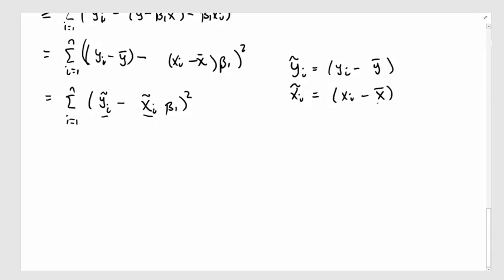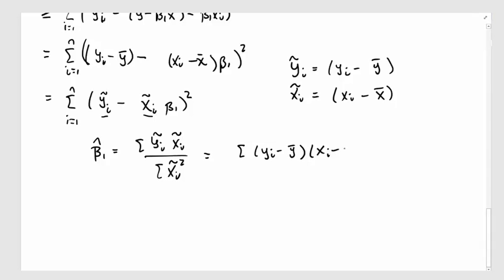Well, we know what the least squares estimate for this equation is. The beta 1 hat has to be summation yi tilde times xi tilde divided by summation xi tilde squared. Let's just plug in what yi tilde and xi tilde are. That's summation yi minus y bar times xi minus x bar divided by summation xi minus x bar squared.